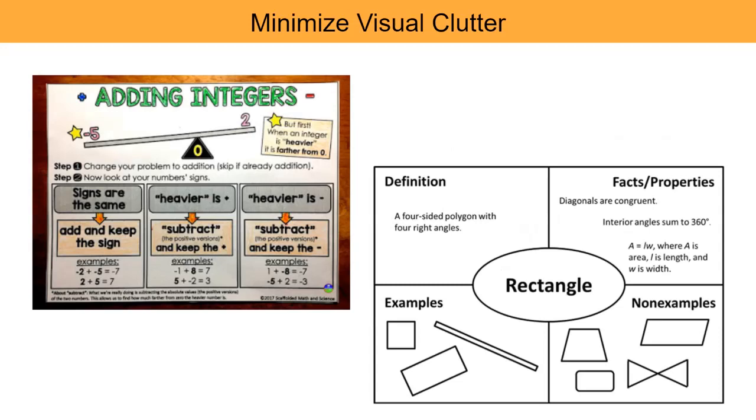The same thing could be true on these two. As you can see, we have a bunch of information about adding integers. When we go to the right-hand side, we've now broken it down in a much more simplistic fashion using something like the Frayer model.